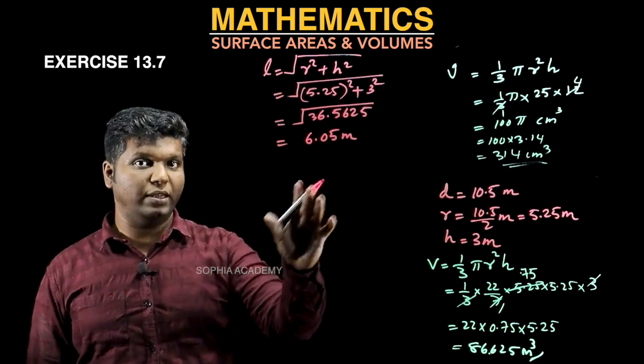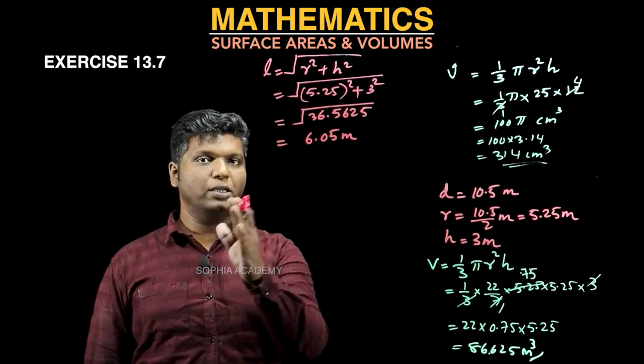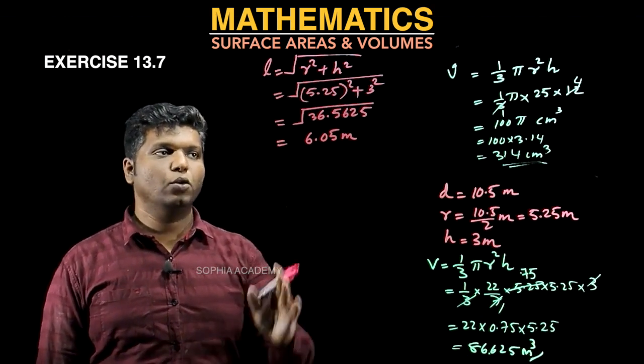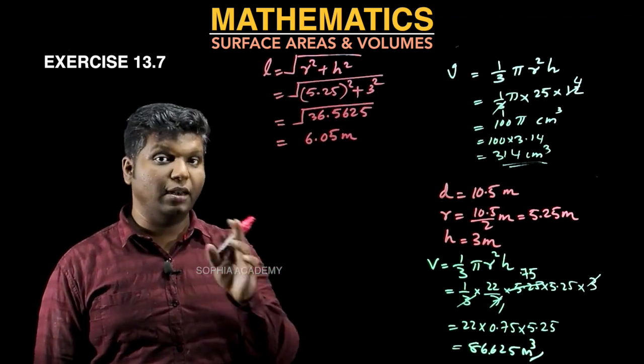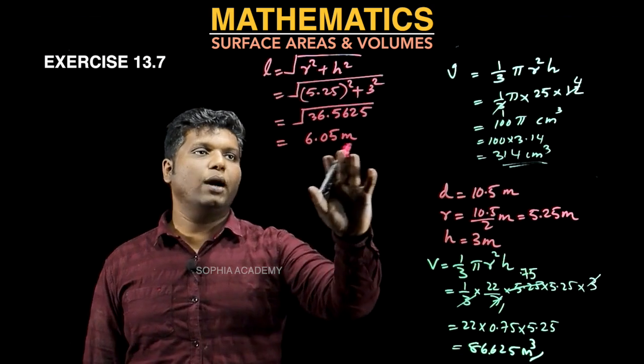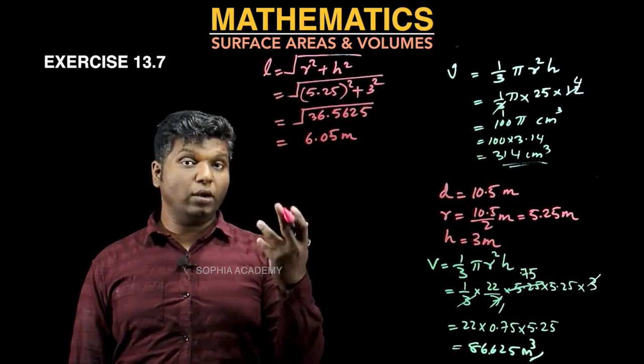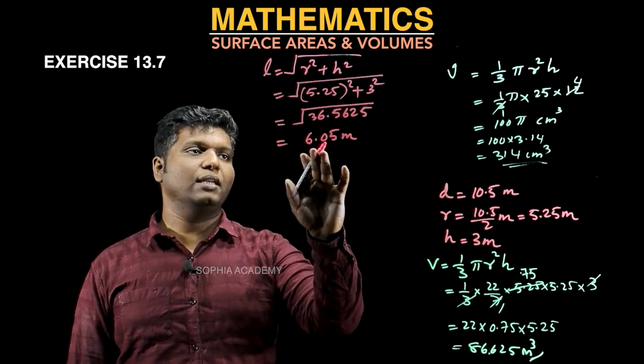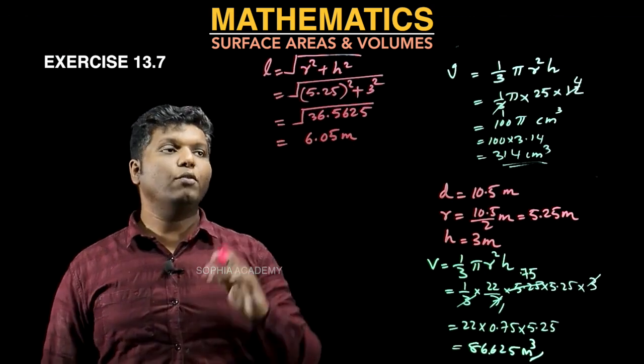I hope you know how to find this, right? You have to group the digits two by two like this, and then find the root of this particular number. We have studied it in our 7th grade, right? You may not get the exact value, but it's an approximate value. The slant height L is equal to 6.05. Now you got the slant height.